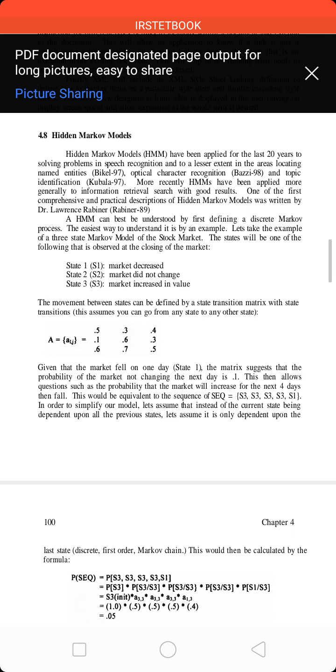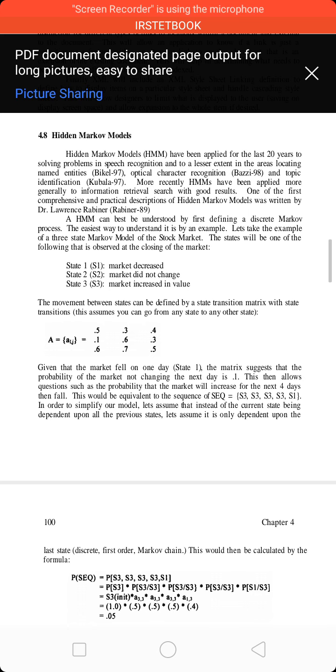If the market is increased, then we take S3. If the market is not changing, we take S2. If the market decreases, then S1. In this matrix, what you have learnt is that the market is increasing for 4 days and after 4 days it is going to decrease. In order to simplify our model, instead of the current state depending upon all previous states, let us assume it depends only upon the last state, that is a discrete first order Markov chain.